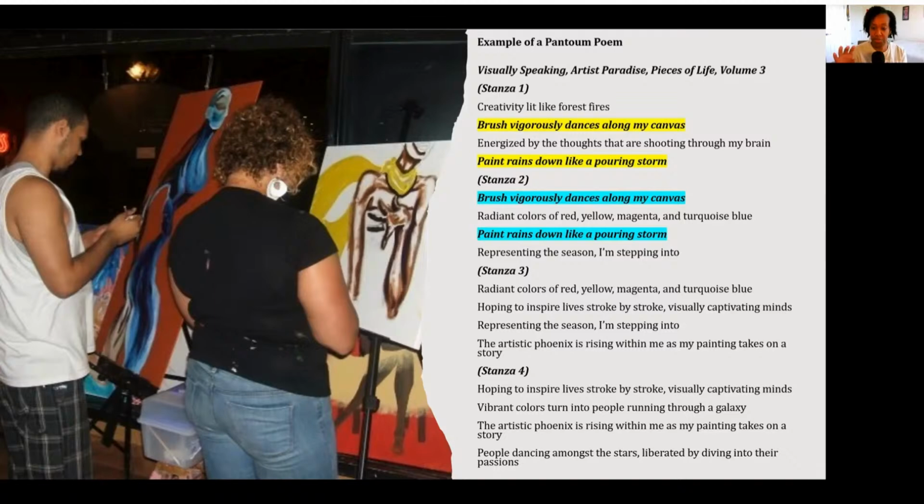So here's stanza two. Remember, second and fourth from the first stanza are now the first and third line in the second stanza.